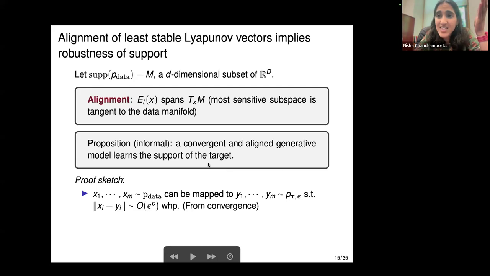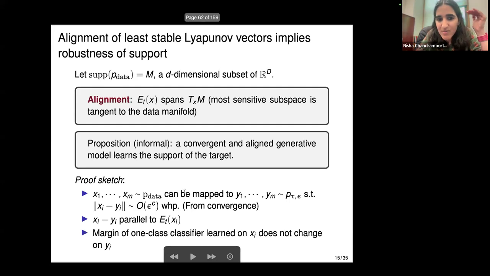Such a classifier obviously exists for the unperturbed or original generative model, by assumption, because we've assumed that the generative model converges. So if you make 0 errors, then it can recover the target distribution, and therefore it can recover the target support as well. But then if the most sensitive subspaces are aligned with the tangent space of the manifold, if you know some classification or margin theory, which is a classic part of binary classification, maybe you've studied this in a machine learning 101 class, the margin of a one class classifier does not change if you move points tangent to the hyperplane.